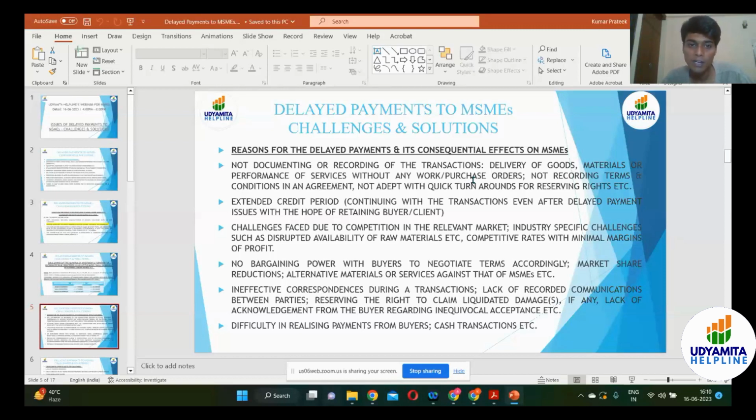So, not recording terms and conditions in an agreement, or not being adept with quick turnarounds for reserving rights, right? We also have to be quick in our turnarounds. For example, when we supply goods to the other party, we must always send a confirmation letter by mail or even by hard copy that we have supplied the goods, and take a signature of the other party, or take an acknowledgement of the mail that you have sent to the other party regarding the supply of the materials, right? These are the quick turnarounds that you have to always keep on record, right?